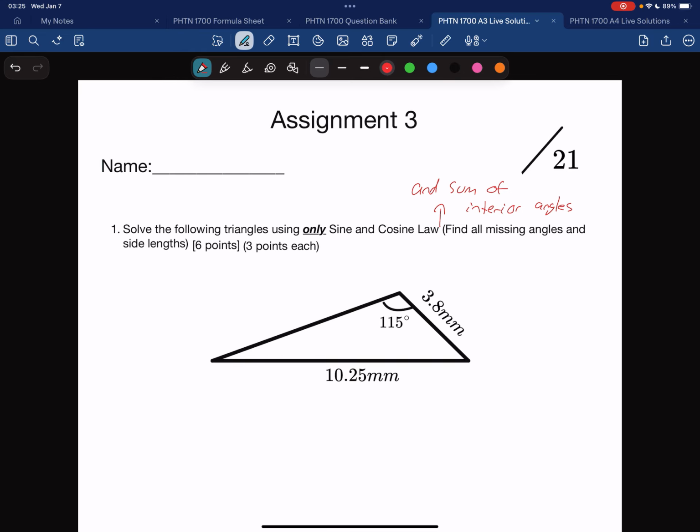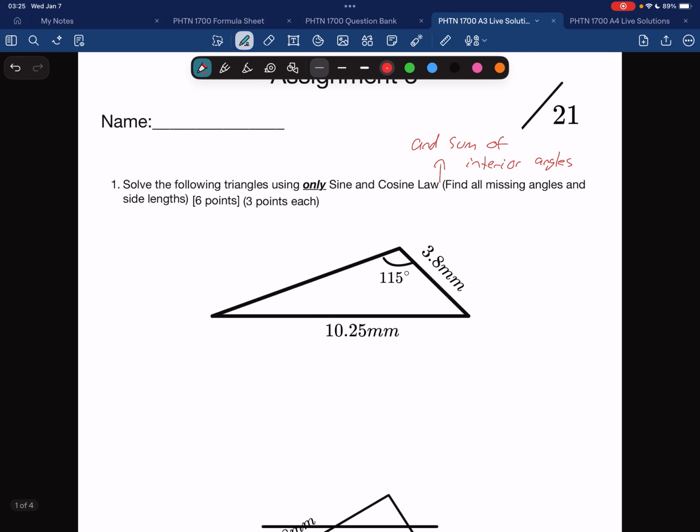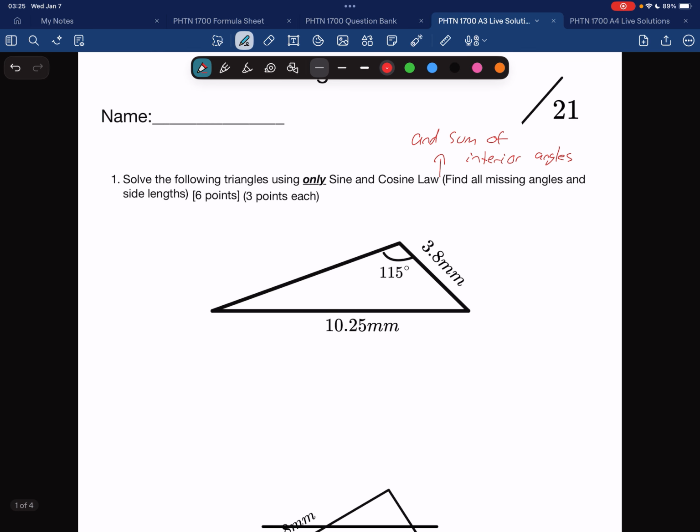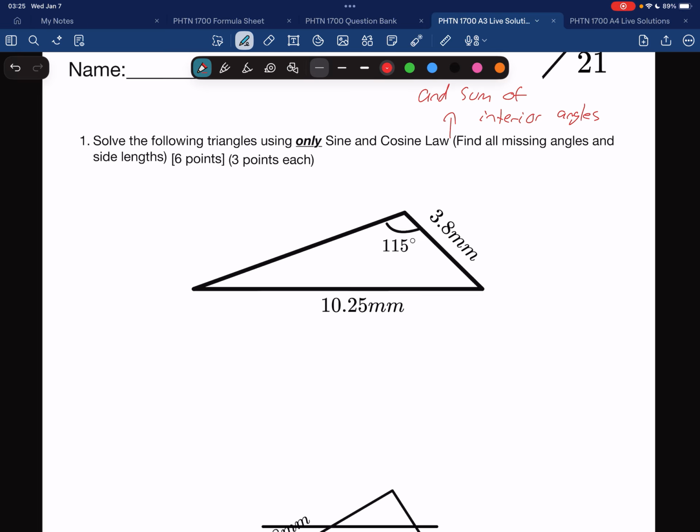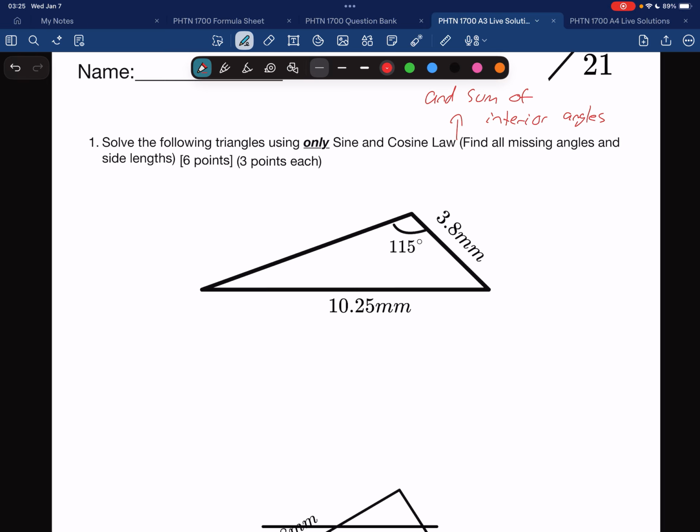The reason I worded it this way was just so that I didn't want you using any primary trig ratios from last week's assignment. I wanted you to only use the sine and cosine laws. I was a little bit too strict with my wording here, clearly, because I did not convey what I meant, so my bad.